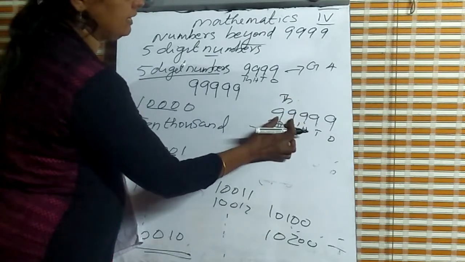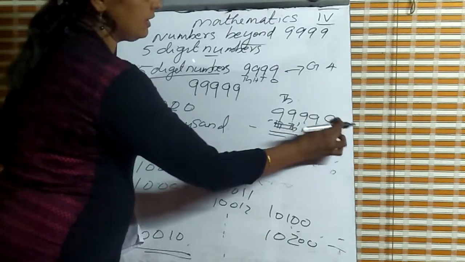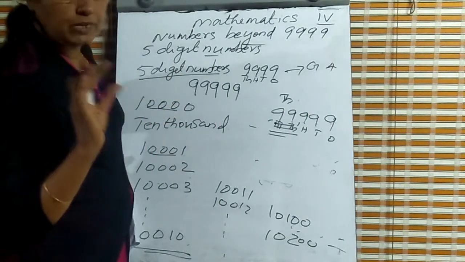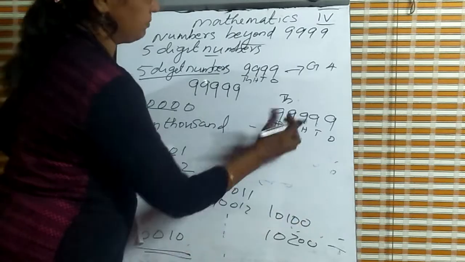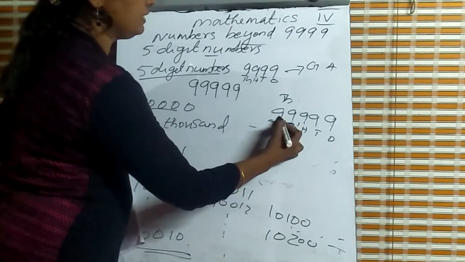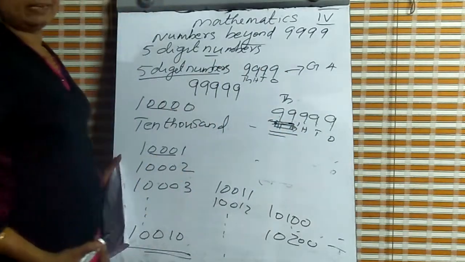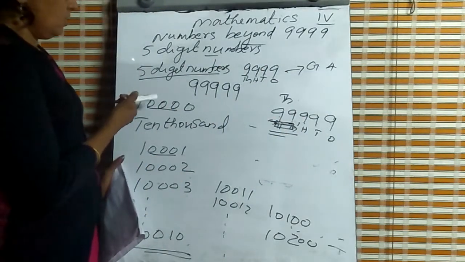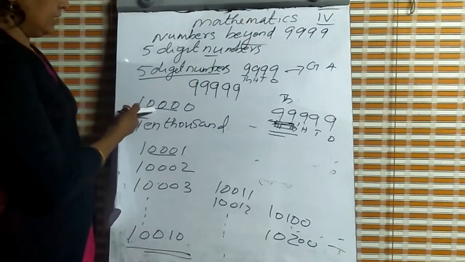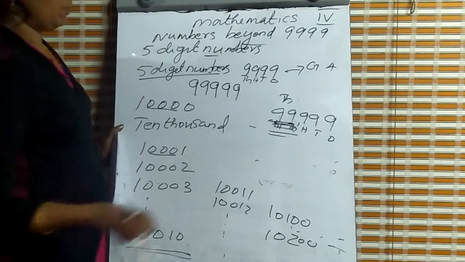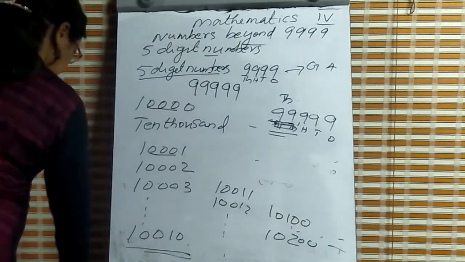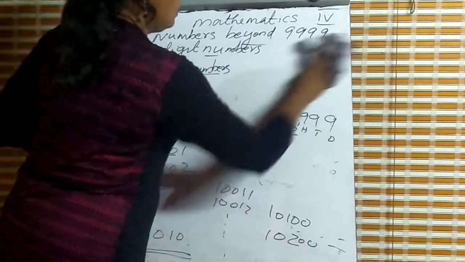This is 1, 10, 100, 1,000, 10,000. This is the number 99,999, in the place value chart. Which is the smallest 5-digit number? The smallest 5-digit number is 10,000 and the largest 5-digit number is 99,999. Listen.